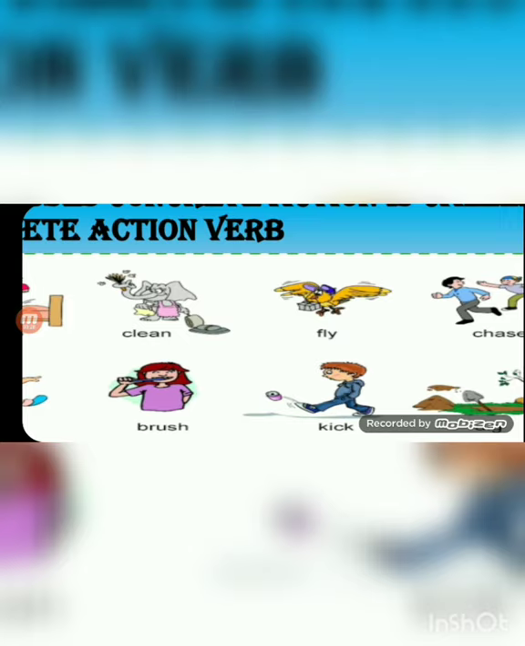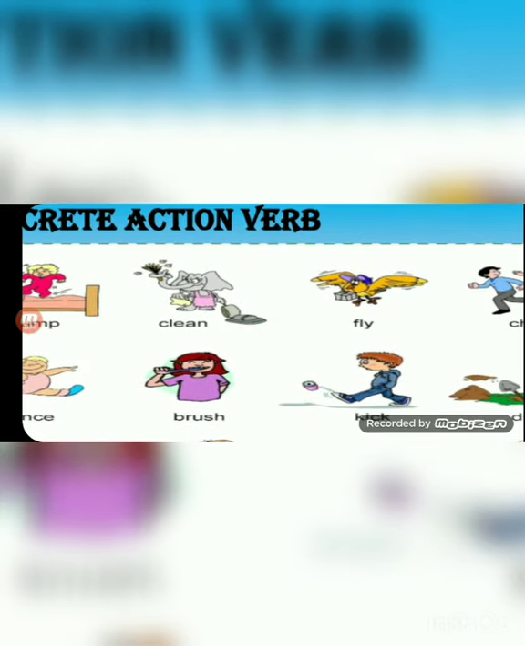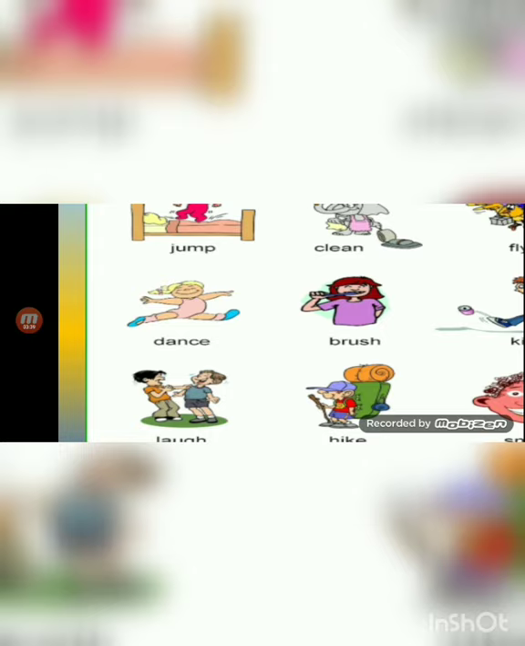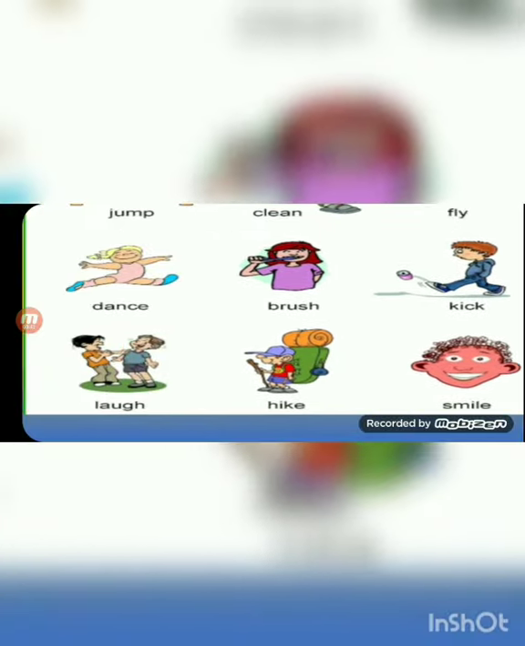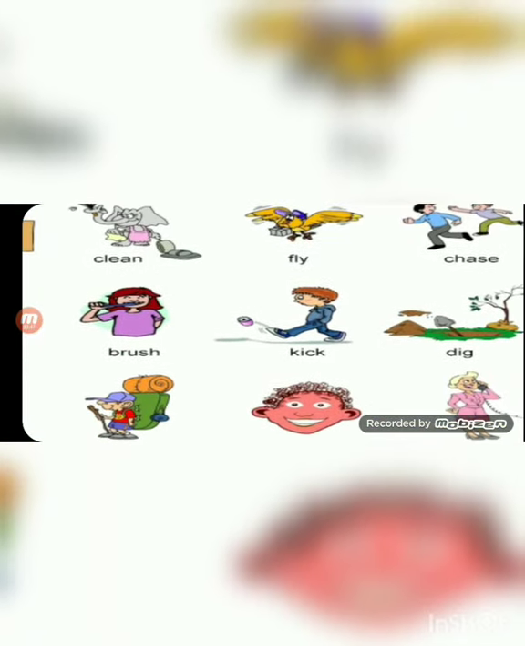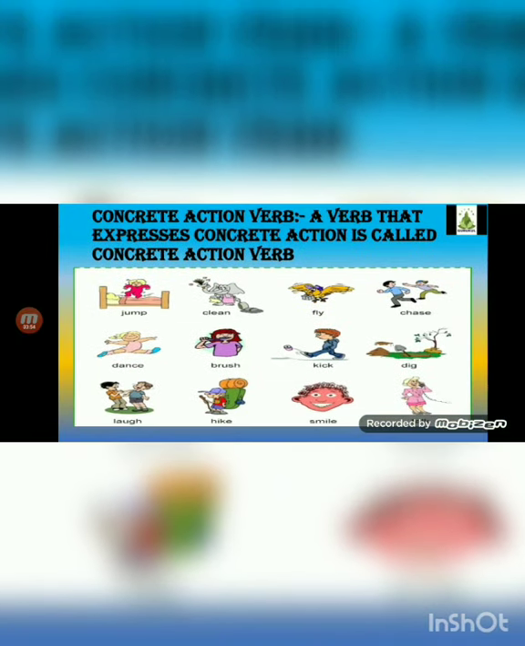Fly, again, the bird, as you see, flies in the air. Chase, a man chasing another man. Dance, again, brush, kick, dig, laugh, hike, smile, talk. So here the physical movements of our body are involved. Hence, it's called a concrete action verb.